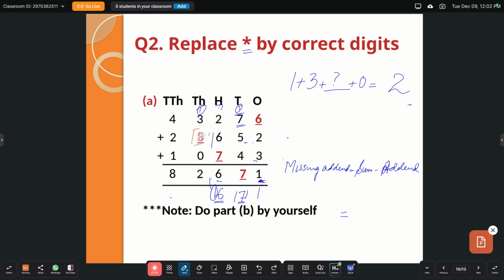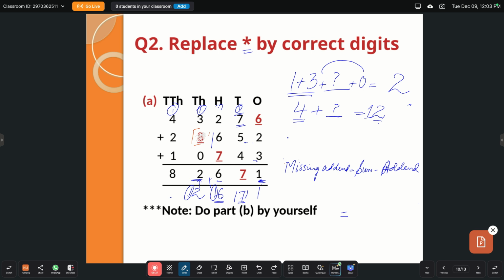Okay, tell me, beta, what is 3 plus 1? It is 4, and 4 plus 0 is 4. So, we are left with this, that 4 plus missing digit is equal to 2. Is it possible that if I add anything to this 4, I will get 2? No. Sum should be greater than these addends, okay? It means that I will consider this 2 as 12. And this 1 will be carried over to this column and 2 will remain here, okay?